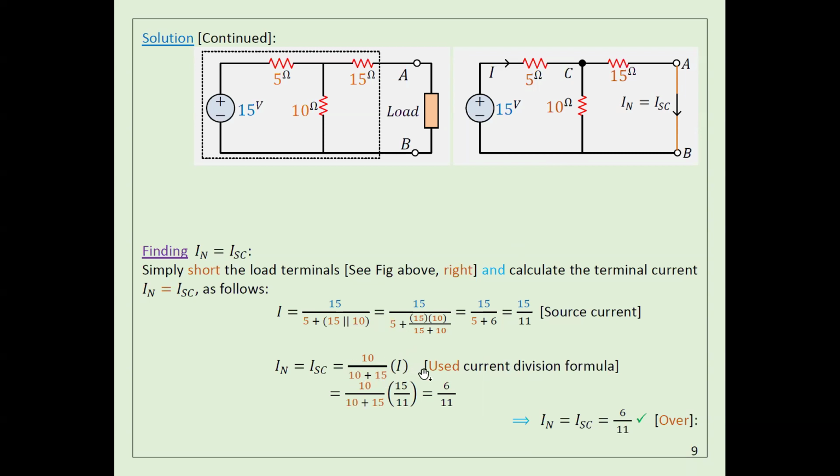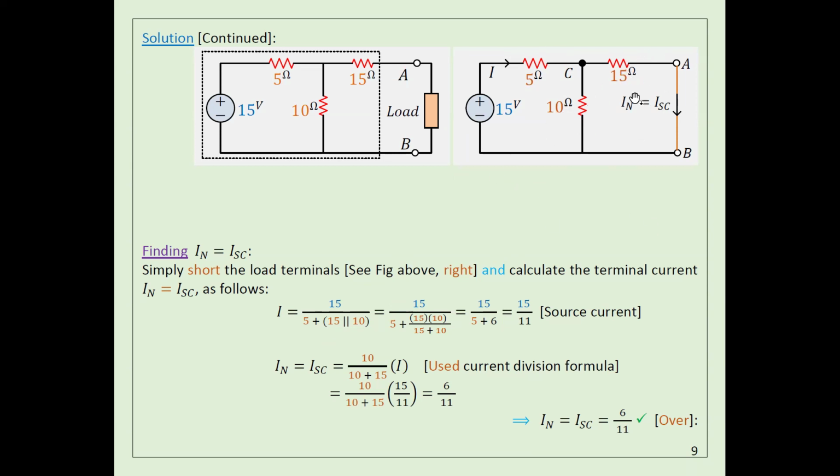So now the problem becomes, how can I find I? How can I find the total current from here? To get the total current, I can get the equivalent circuit. Once you get the equivalent resistance here, as you see, this 5 is in series with 10 and 15. So if I want the equivalent resistance seen from this source, it is 5 plus 15 parallel to 10.